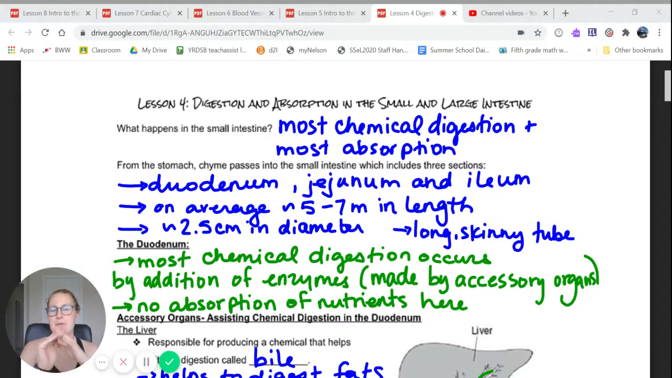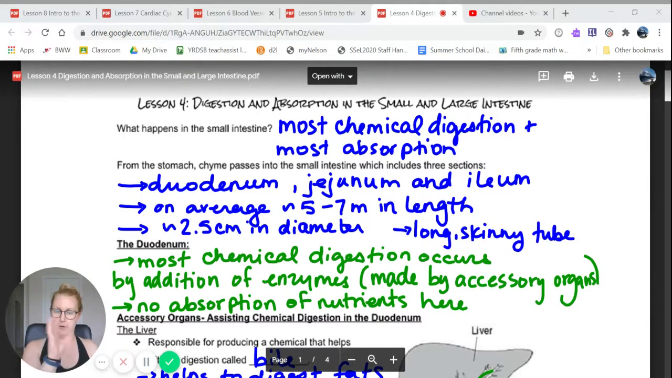If you do feel up to it, you can watch my video of the fetal pig dissection. You'll see that I stretch out the small intestines. They're really, really long, especially when you compare them to other tubes within the digestive system.